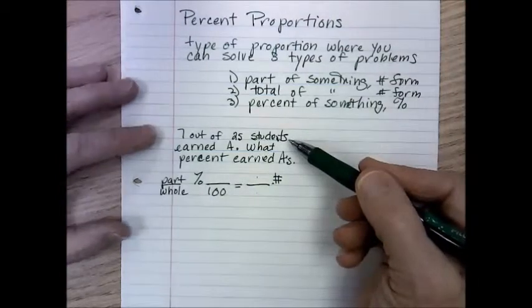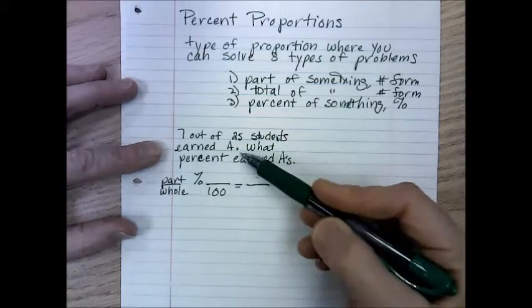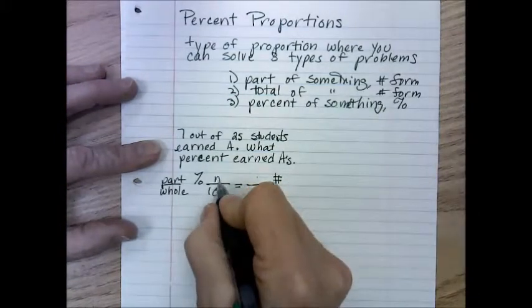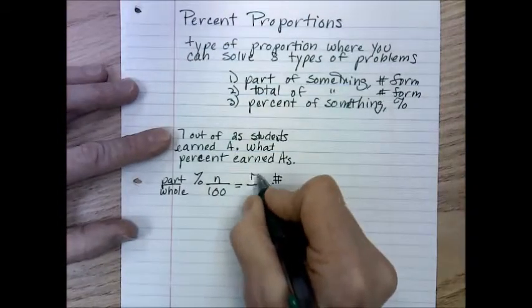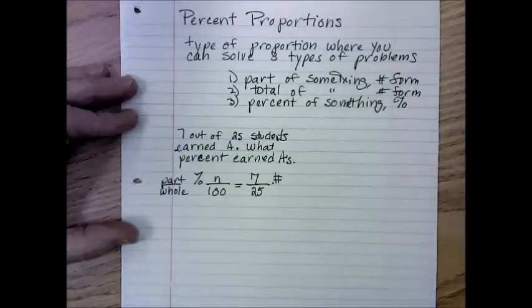So if we go back to our question, it says 7 out of 25 students earned A's. What percent earned an A? So the missing value is the percent. That's what we're looking for. And we know that 7 was part out of the 25, which was the whole.